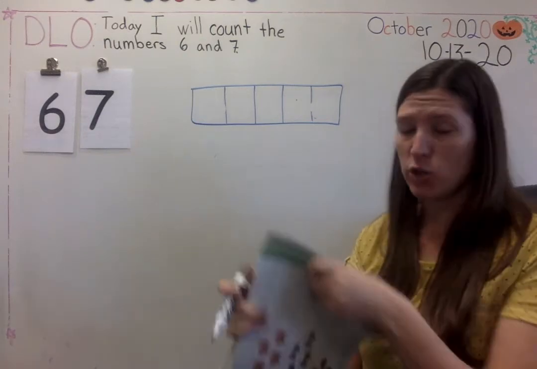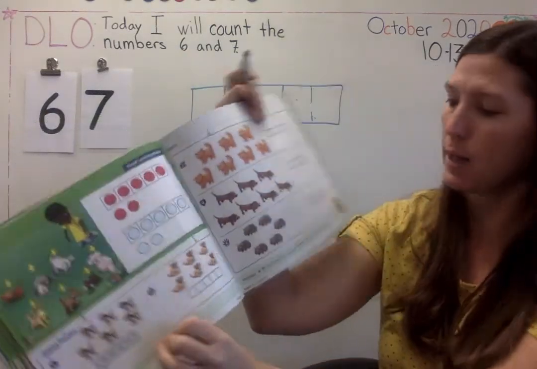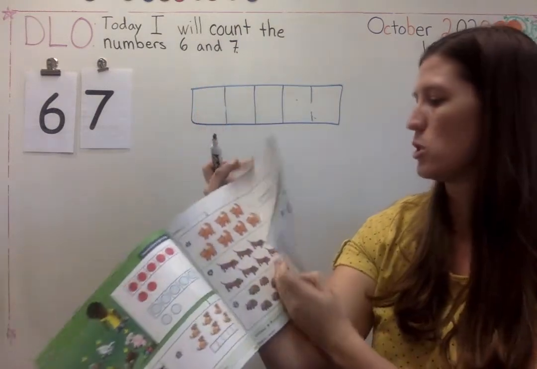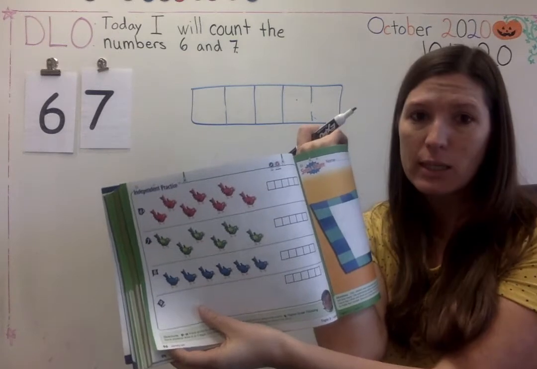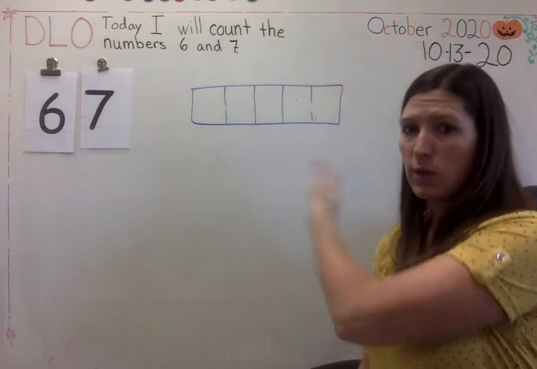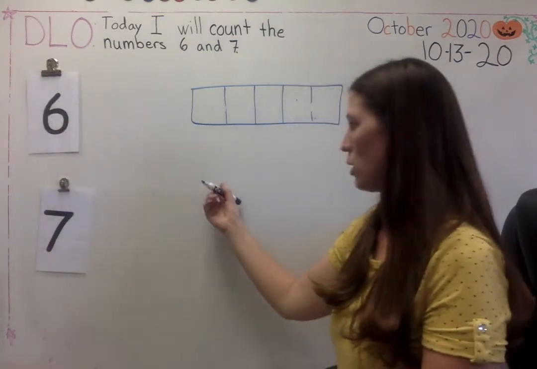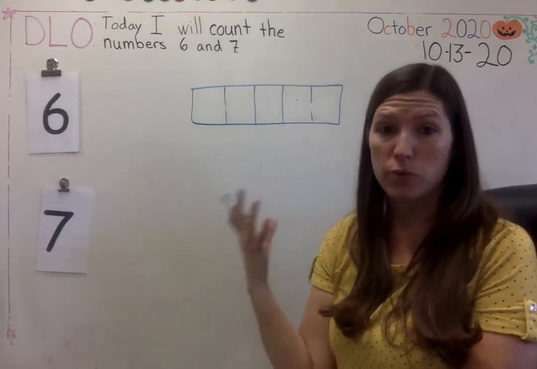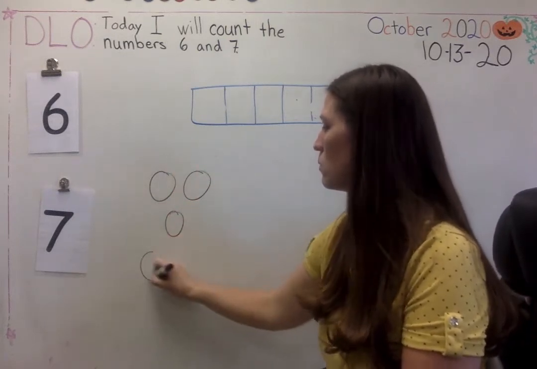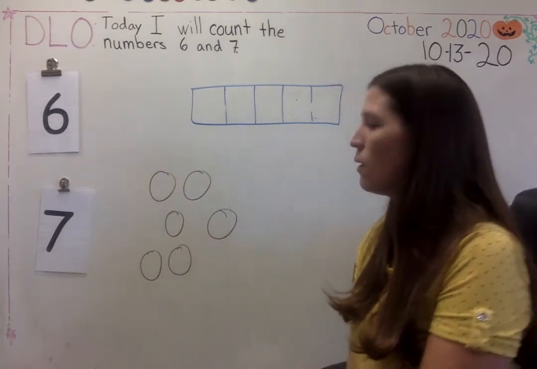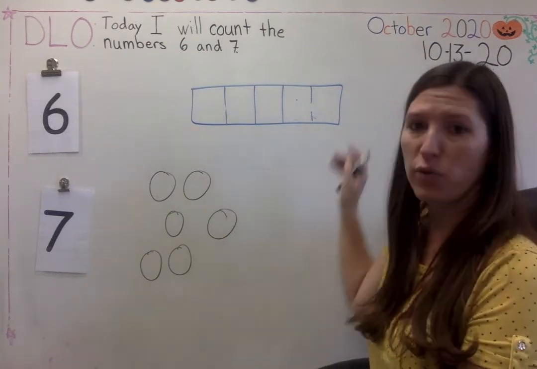In your book you have a bunch of animals that you'll be counting. Dogs and cats. That looks like a hamster to me, and then on this side you have birds. So you're going to be counting all of these animals and filling in a 5 frame. So I've got 6 and 7 here. I'm going to draw. Circles are the easiest for me, so I'm going to draw circles. We're going to count them, and then we'll fill in our 5 frame.